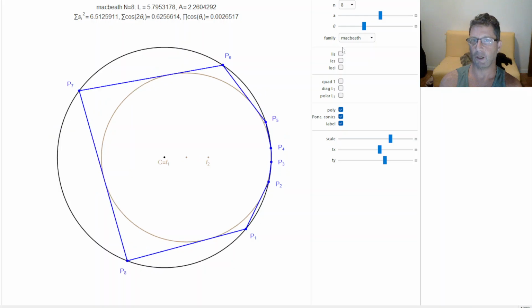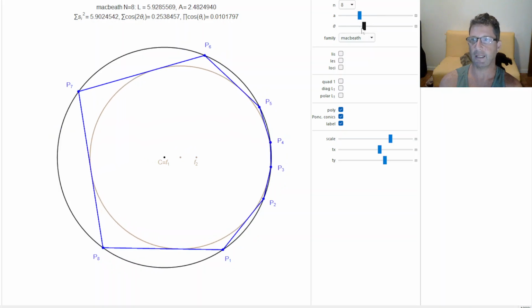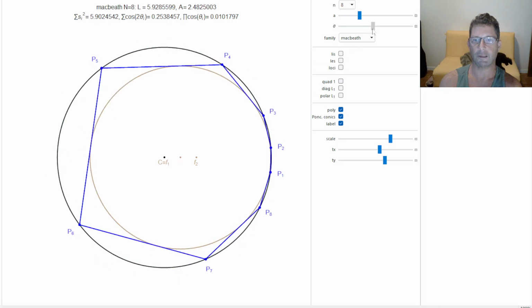Let's go to, say, 8 to see if this is still the case. Yes, the first two quantities are conserved, but not the third one. Okay, so that's what I have for now.